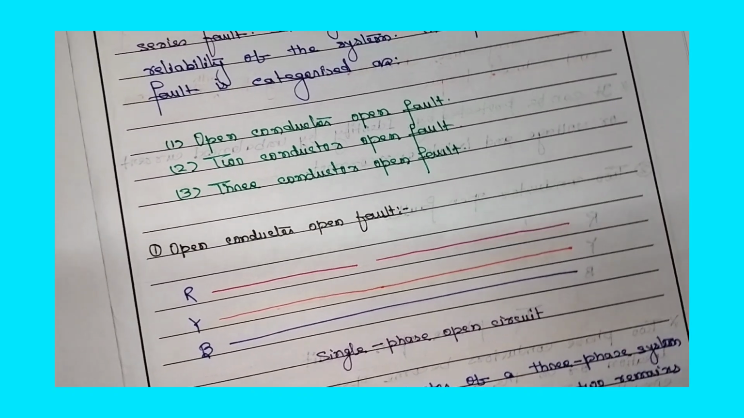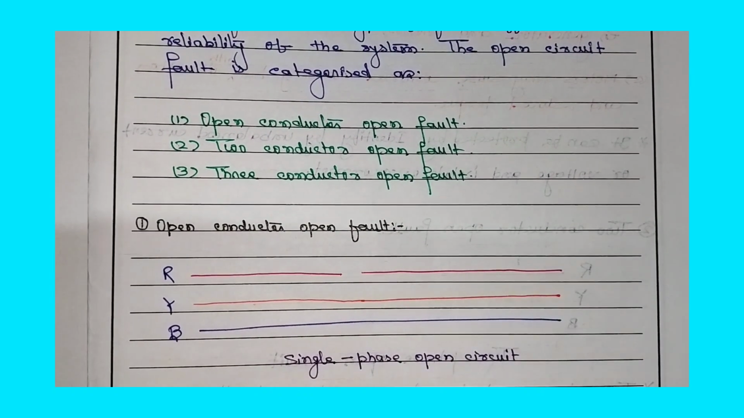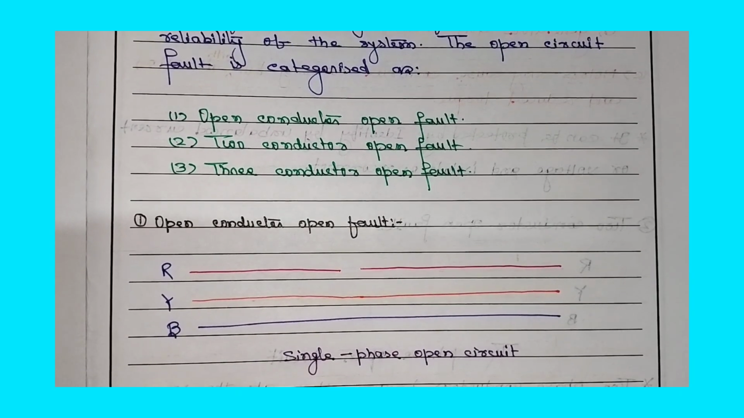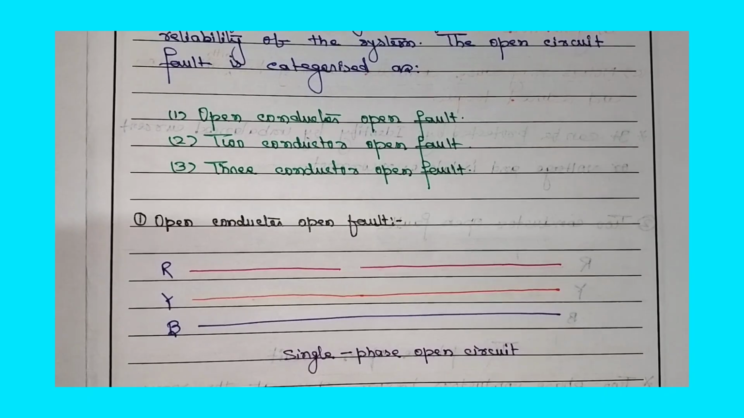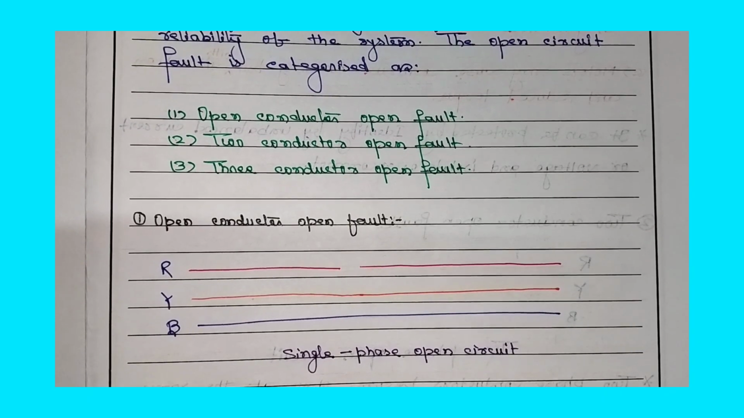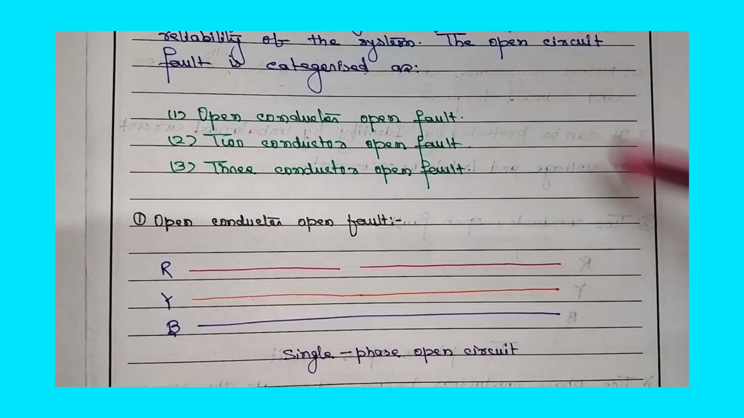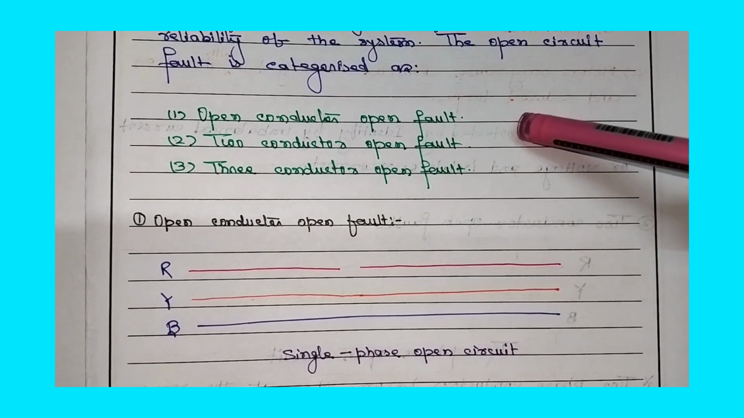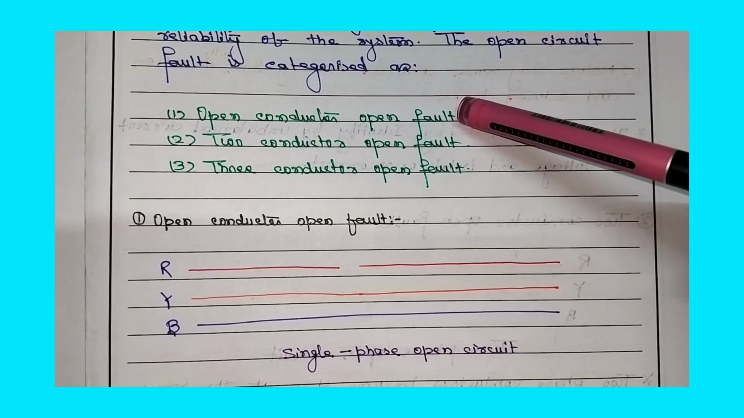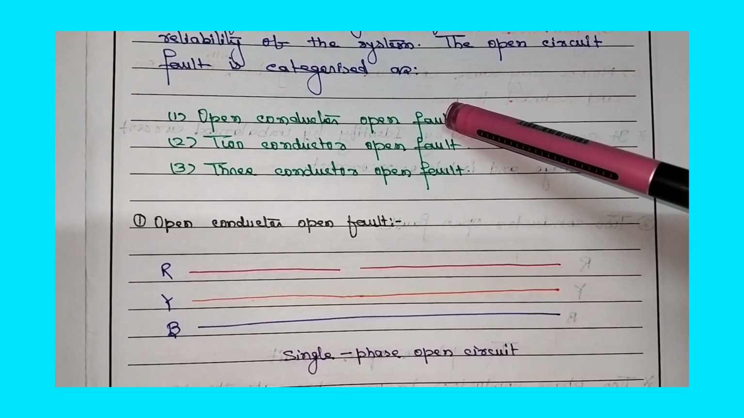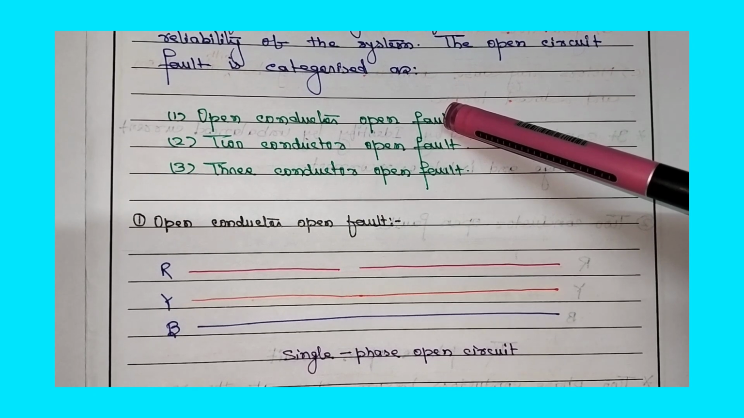The open circuit faults are categorized into three types: the one conductor open fault, the two conductors open fault, and the three conductors open fault. First, in the one conductor open fault, only one conductor is broken, open, or disconnected in this type of fault.